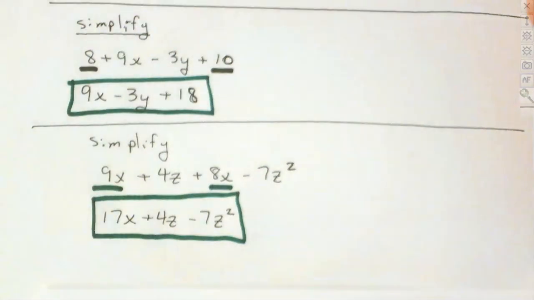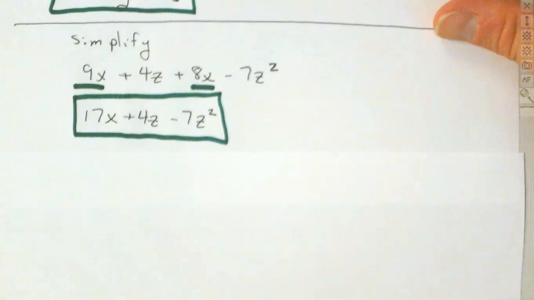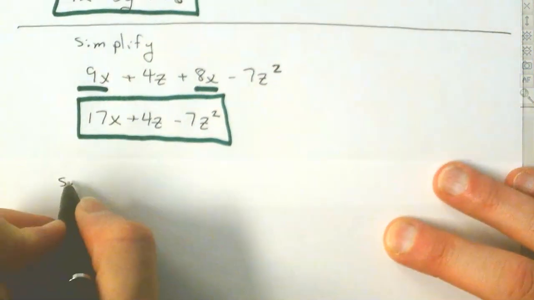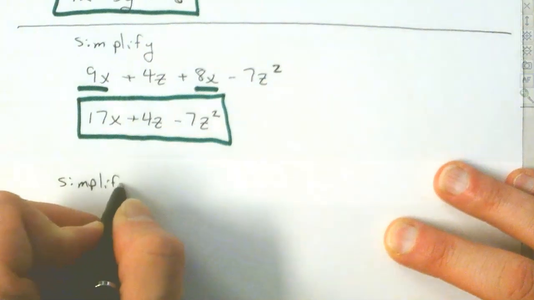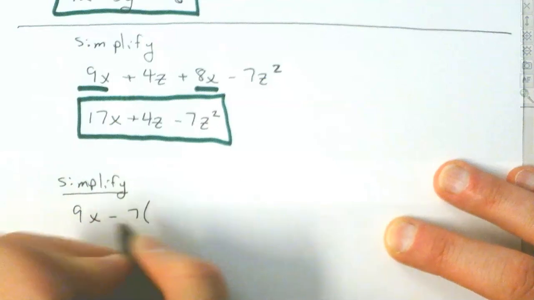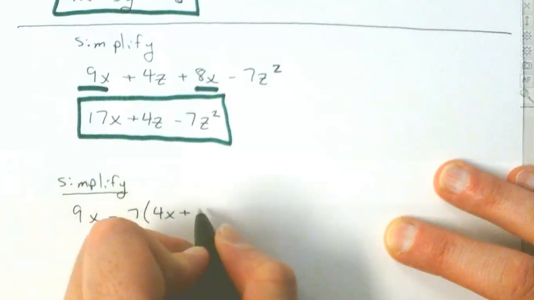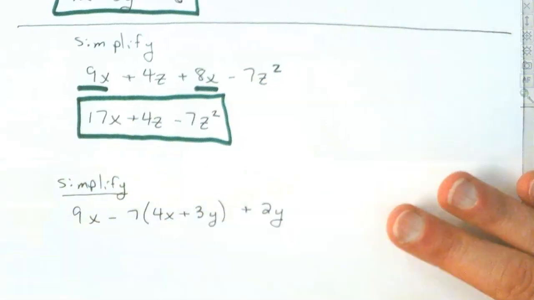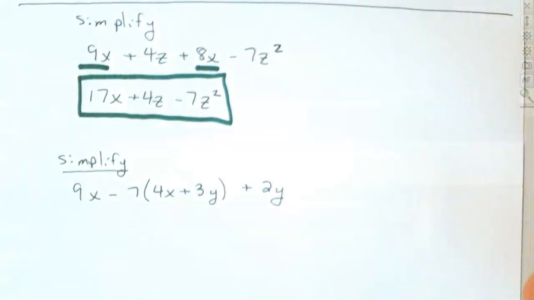Now let's go on to another one. And this one we're going to be using our distributive property with. So let's see what we can do with this one. When we work these out, what we need to do is use our parentheses first. So we always have to do the parentheses first.